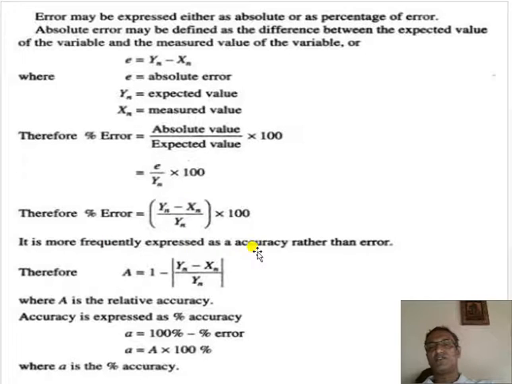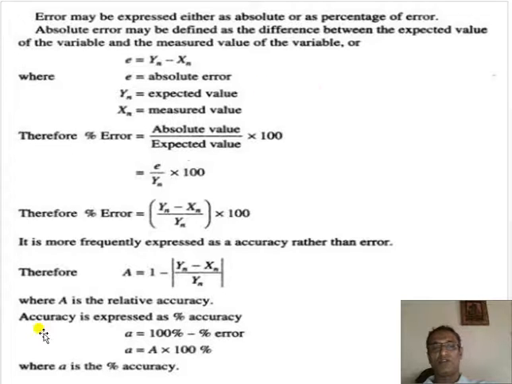It is frequently used as accuracy rather than error. The accuracy is given by A is equal to 1 minus the magnitude of Y of n minus X of n divided by Y of n, where A is the relative accuracy of the measurement value. And percentage accuracy is given by A is equal to 100% minus the percentage of error. Once again I can rewrite this equation as percentage accuracy A is equal to A into 100%. Using these equations we have to solve some problems.